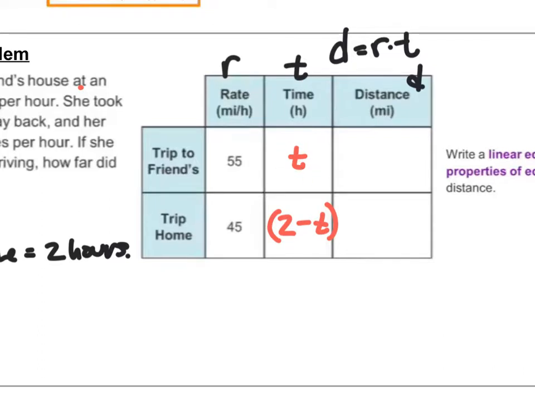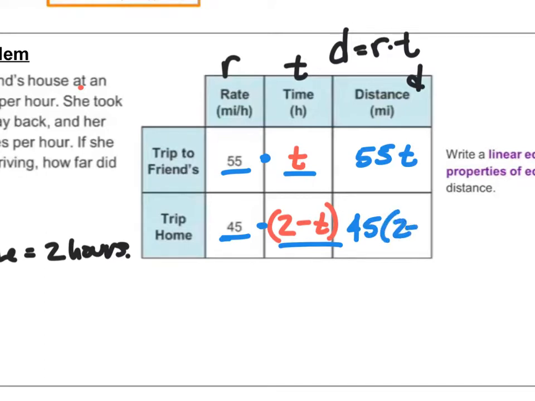So what I would do then, in order to get the distance that it would take, means that I have to take the trip to the friend, I have to take the rate, which is 55 miles an hour, and multiply it by the time, okay? And so my distance would be 55t, okay? And the same thing with the trip home. I would take the rate at which you travel times the time, okay? And I'm just going to write that as 45 times (2 minus t).